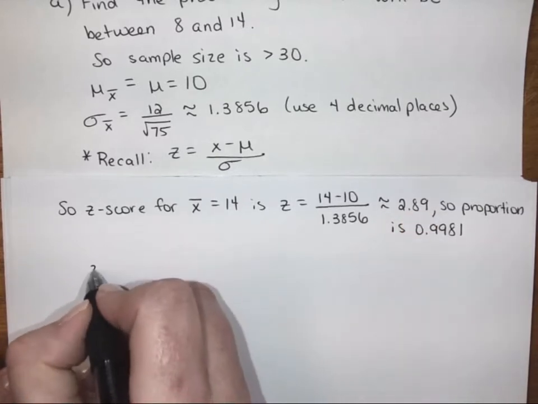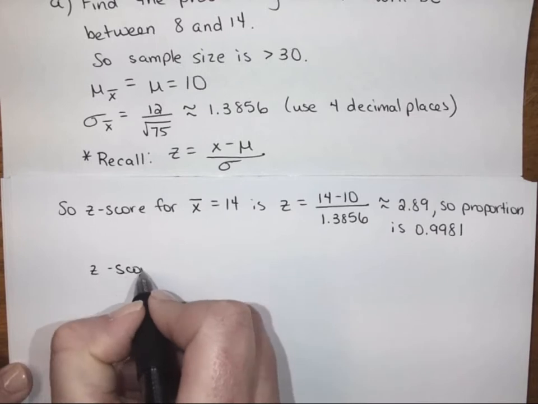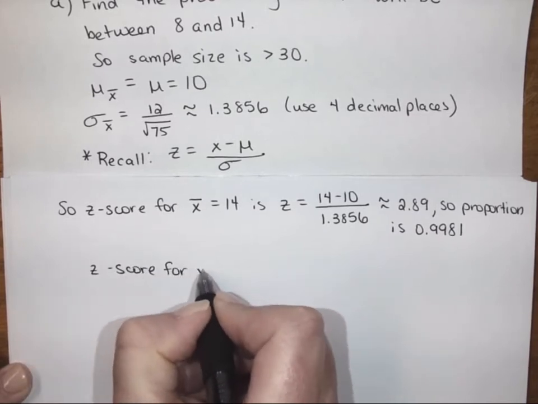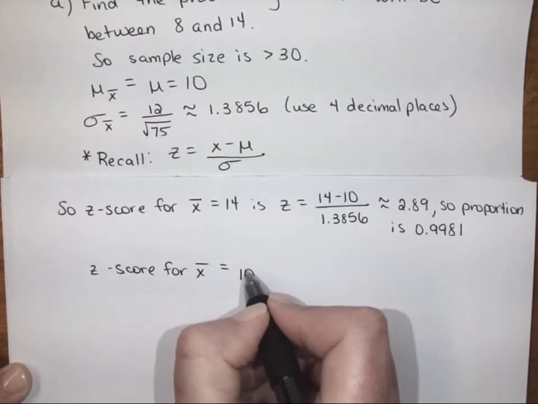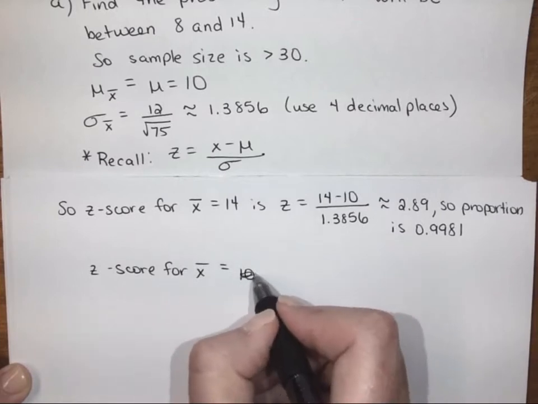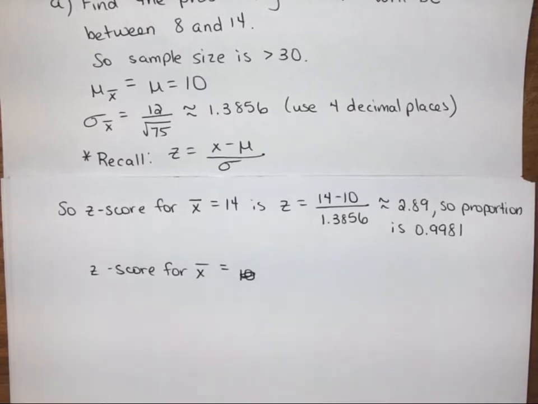And then the z-score for X bar equals 10. Not 10, right? It was 8. So that z-score is going to be found by doing the same formula.